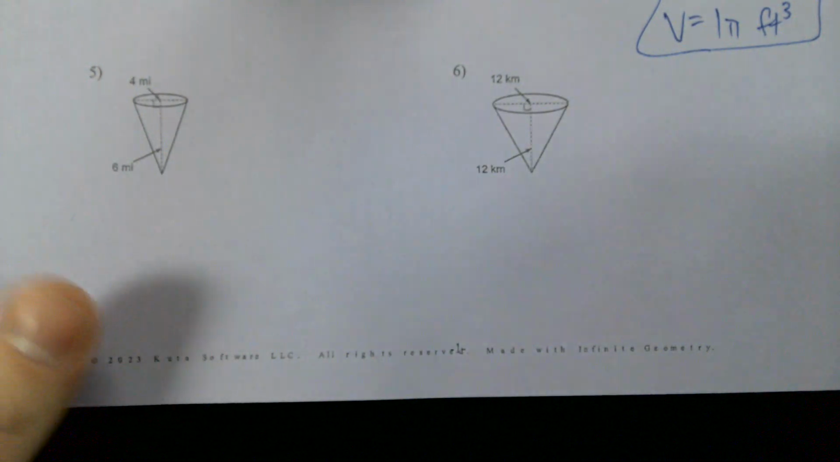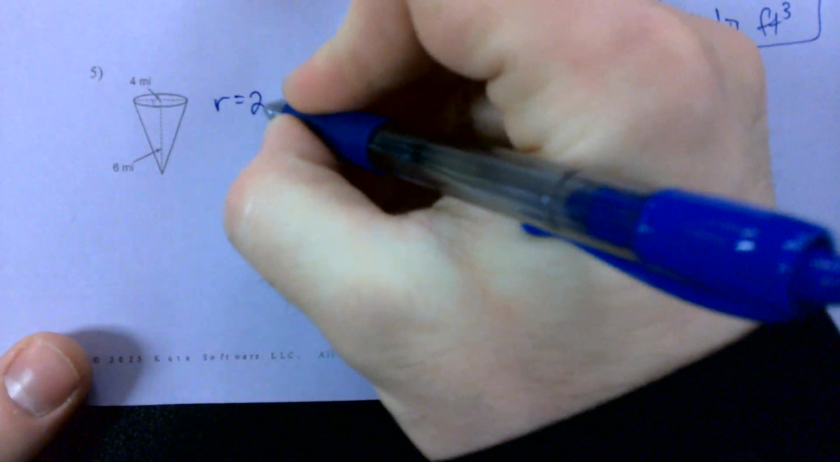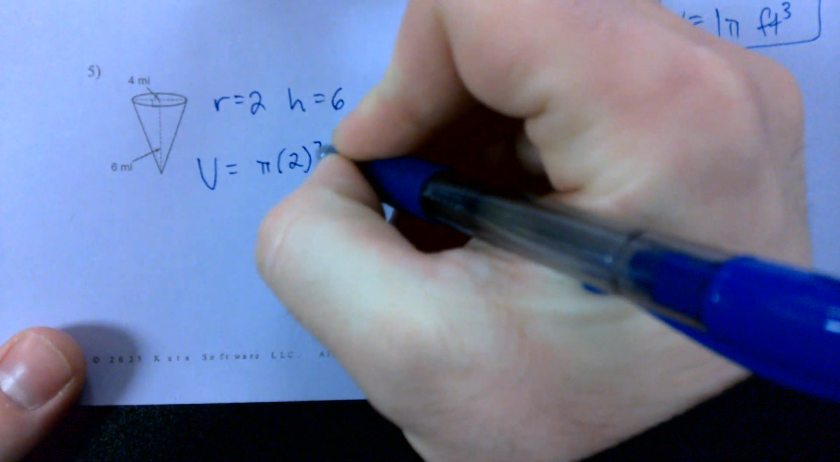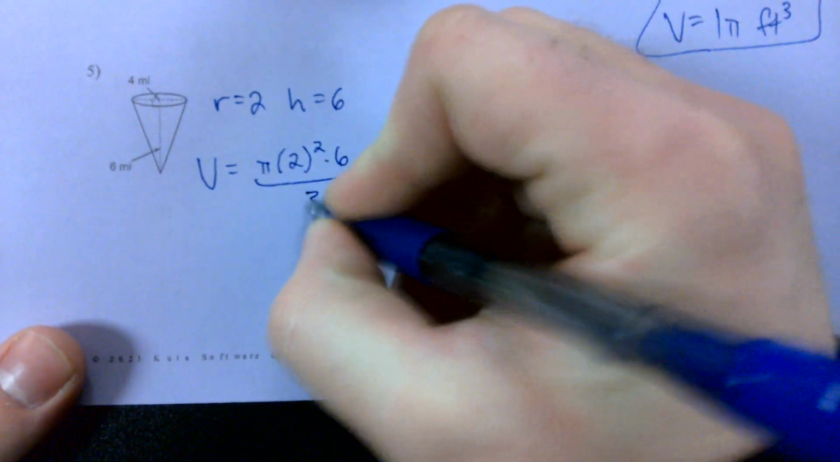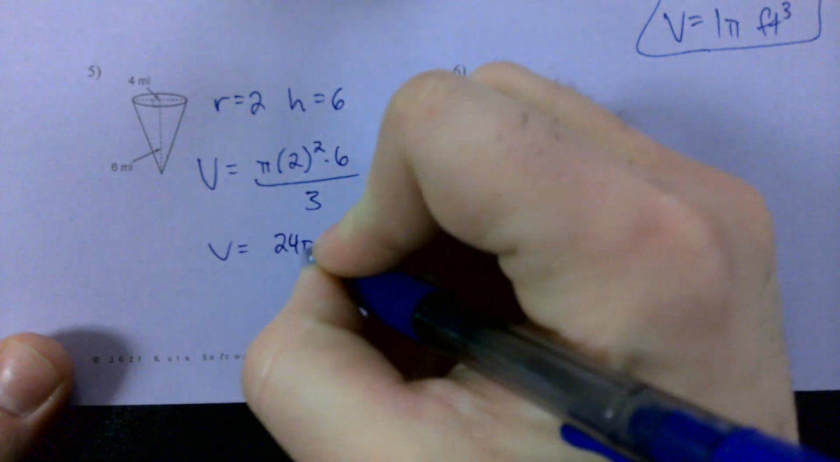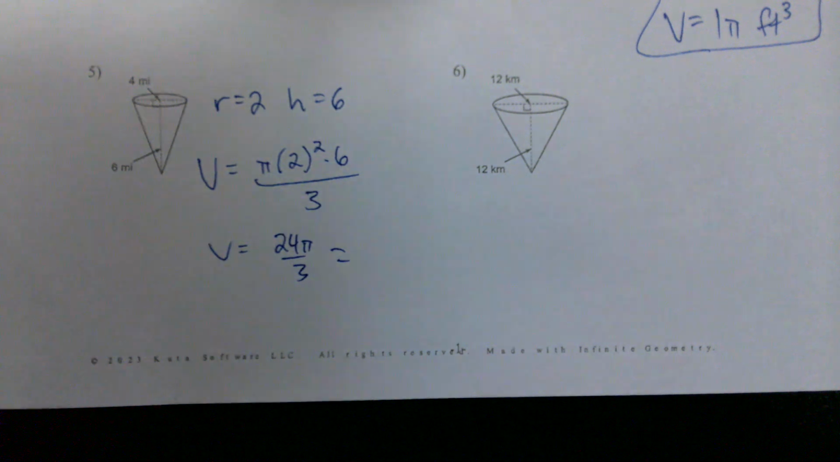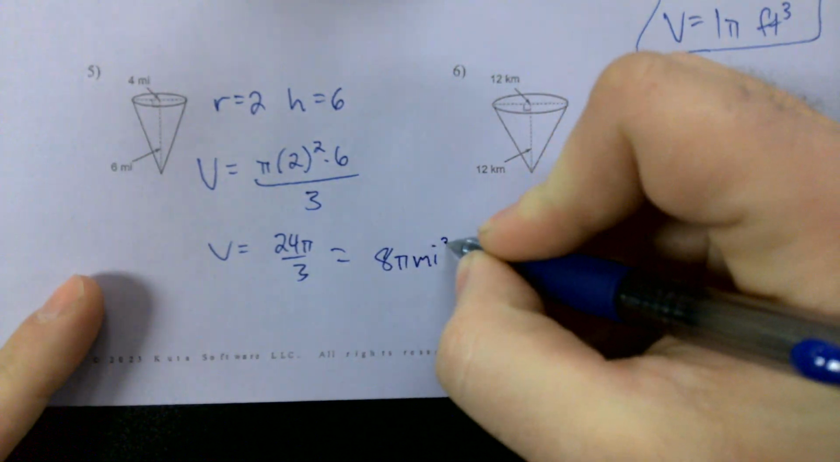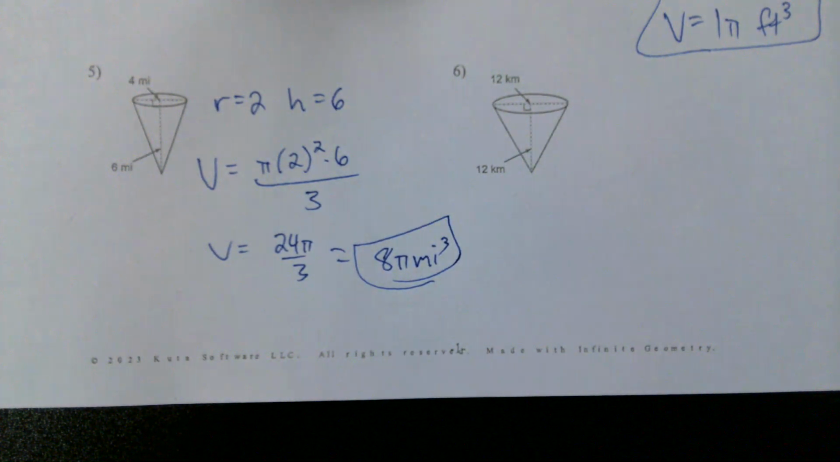All right, down to number 5. Again, our diameter is 4, so our radius is 2. V is equal to pi times 2 squared times 6 over 3. That gives us, what, 24 pi over 3? And what's that going to simplify to? 8. 8 pi miles cubed. That's right. 2 squared is 4. 4 times 6 is 24. And 24 over 3 gives us 8.